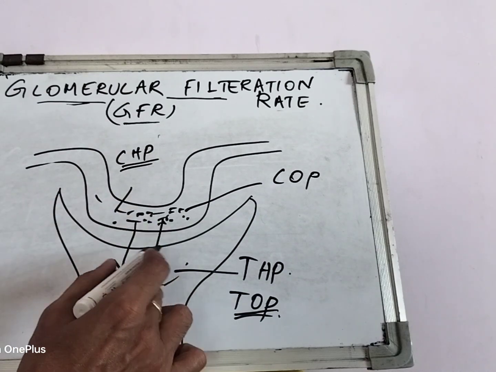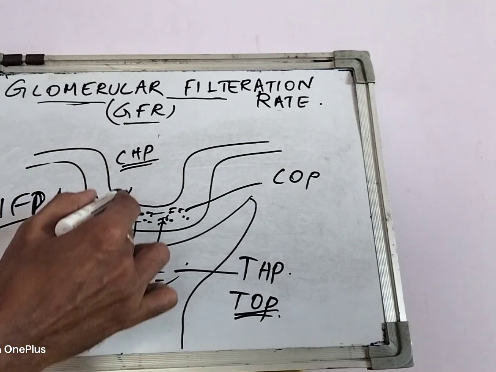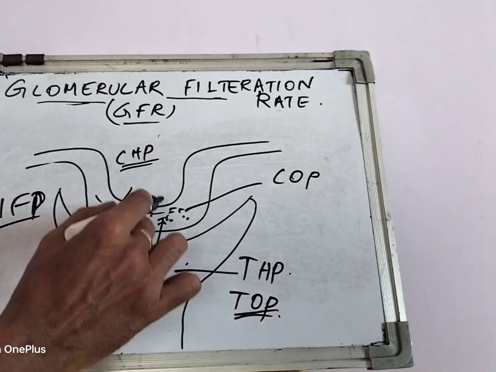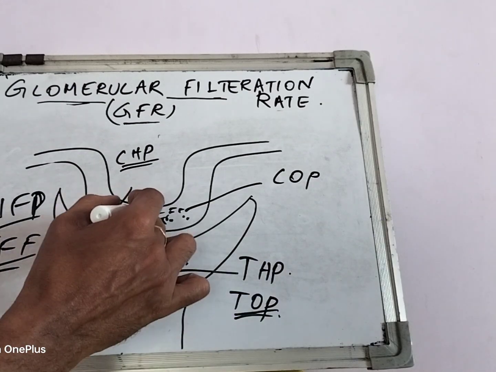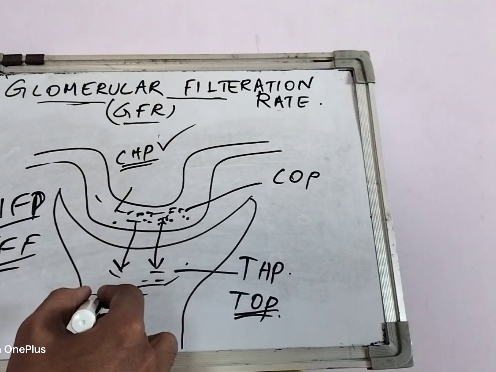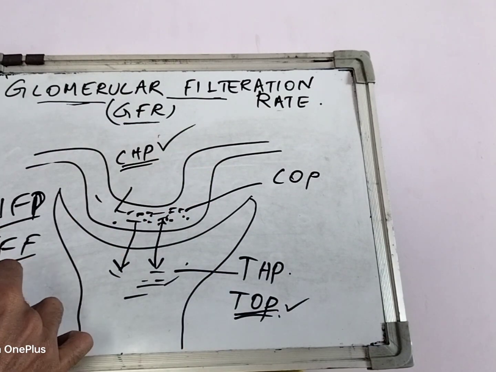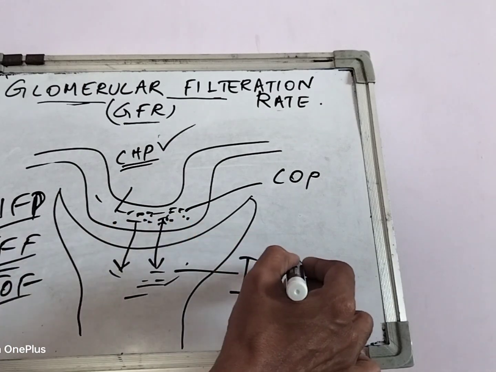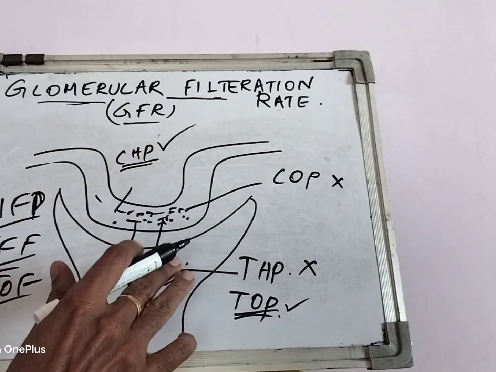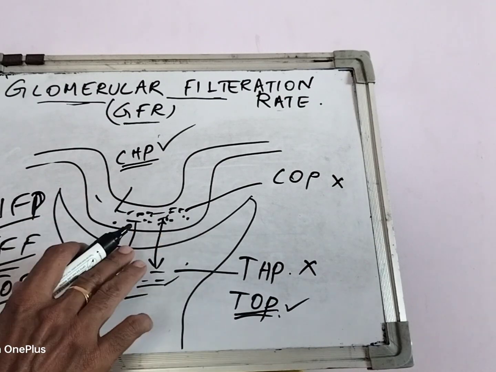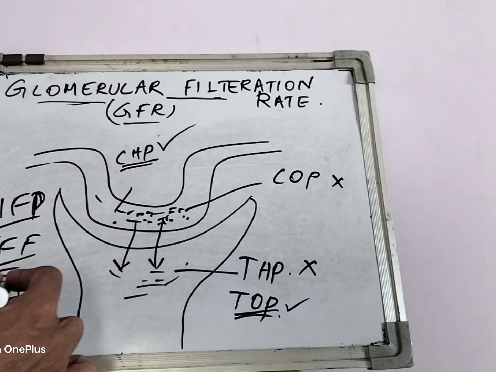Now we will derive the net filtration pressure, NFP. Net filtration pressure is given by the factors favoring the filtration minus the factors opposing the filtration. The two factors which favor the filtration from the capillary into the Bowman's space are the capillary hydrostatic pressure and the tubular oncotic pressure. The factors opposing the filtration are the tubular hydrostatic pressure and the capillary oncotic pressure. Now when you put the values, you will get a net filtration pressure. There is a balance between the hydrostatic pressure and oncotic pressures, a balance between the forces favoring filtration and the forces opposing the filtration.